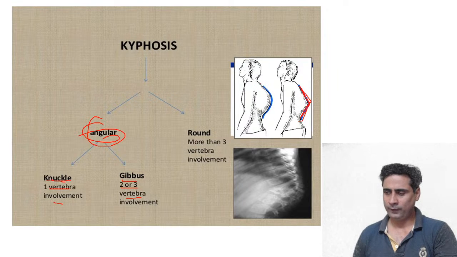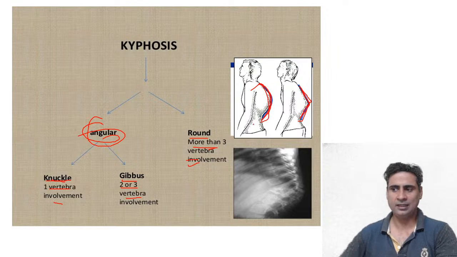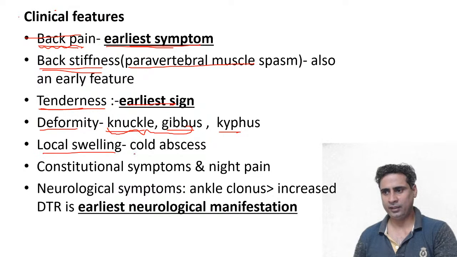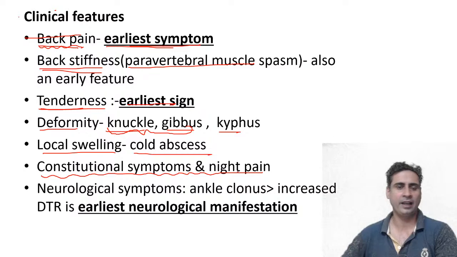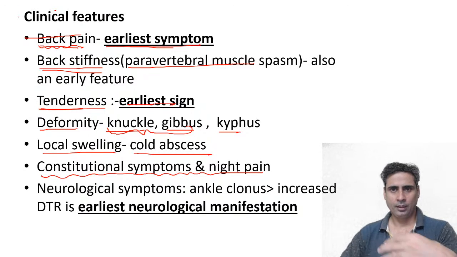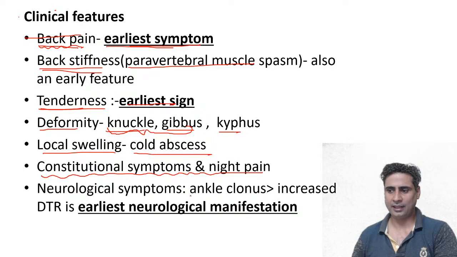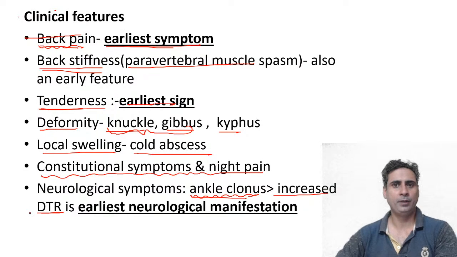If it is involving more than 3 vertebrae, mostly it will produce a rounded deformity. So this is rounded kyphosis. There can be local swelling when there is formation of cold abscess, and as with other sites of tuberculosis, there may be constitutional symptoms and night pains. If there is compression of spinal cord or nerve root, there may be neurological signs. And the earliest neurological sign is ankle clonus and increased deep tendon reflex.